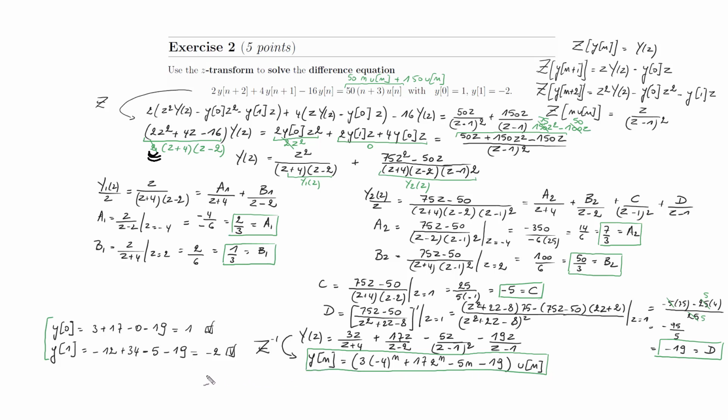Of course, as usual, what you have to do is check if we meet the initial conditions. If we plug in 0, well, you'll have a 3 over here, a 17, a 0, and minus 19. So this results in a 1, which is precisely what we see over here. If you plug in 1, you'll have minus 12 here. You'll have 34, minus 5, and minus 19. If you add that up, you have minus 2. And this is exactly what we see over here. So this concludes the second exercise of the exam.